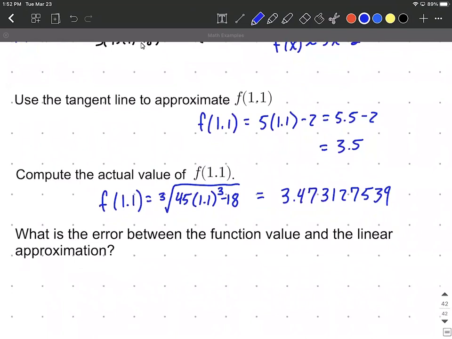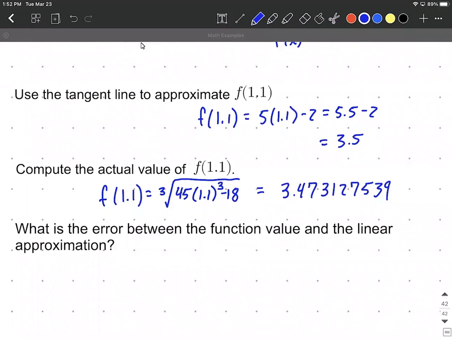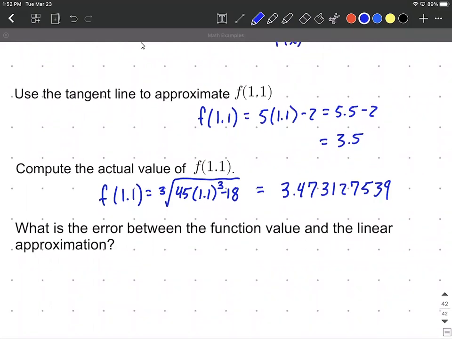All right, last thing that we're going to do is compute the error between our approximation, the tangent line approximation that we just calculated, and the actual value. So a quick subtraction: 3.5 minus that 3.47 dot dot dot. And this works out to be 0.2687246. Typically when we do this, the error is an absolute value. So whichever one you subtracted from the other, you take the absolute value of that, and it's going to be a positive error.